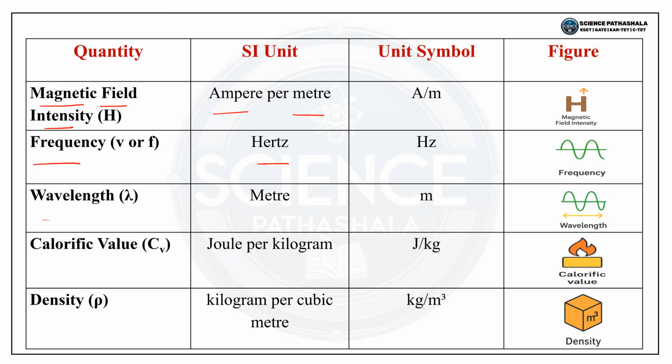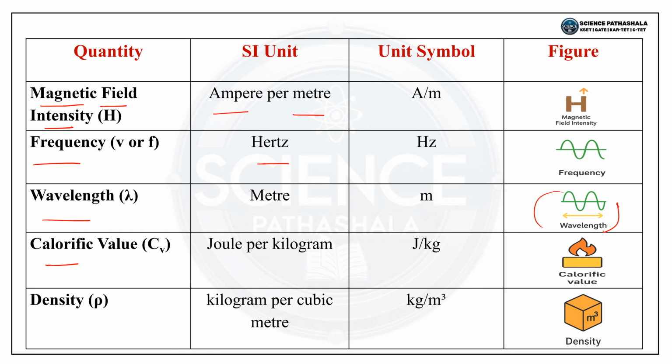The next is wavelength. It is represented by the symbol lambda. It is the distance between two successive crests or troughs of a wave. The SI unit is meter, and the unit symbol is small m.